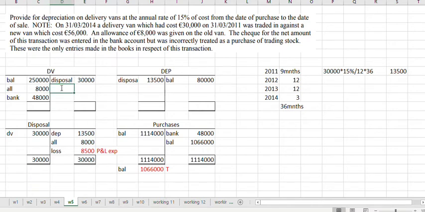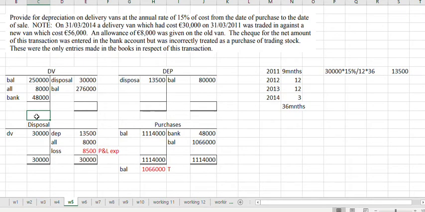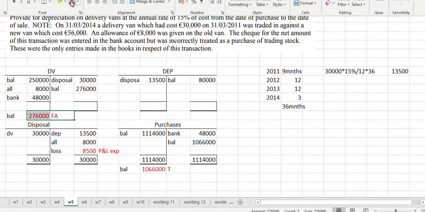Thirdly, we can balance the delivery vans account. 276,000, that will balance out. That figure there is going to be your fixed asset for delivery vans. I'm going to put that in red.